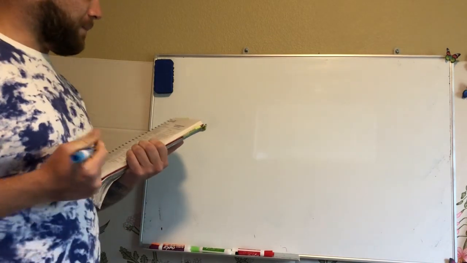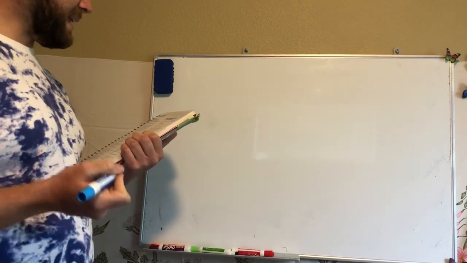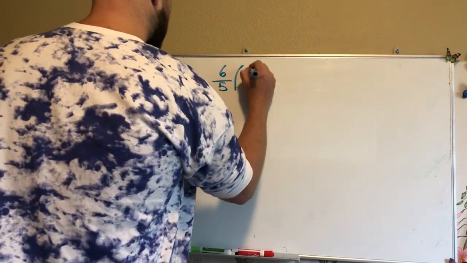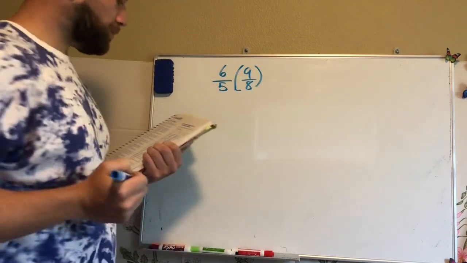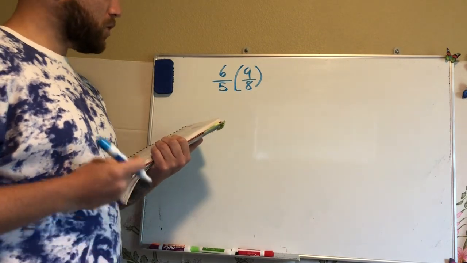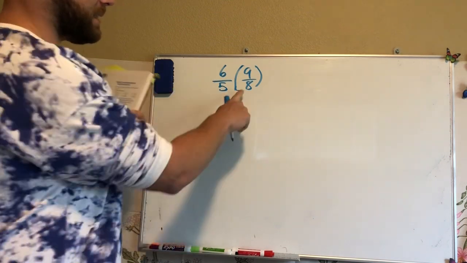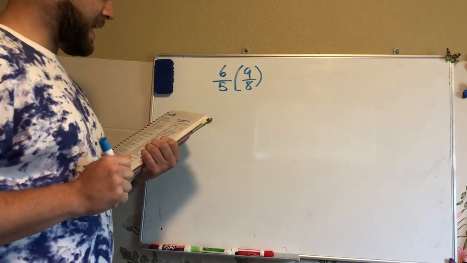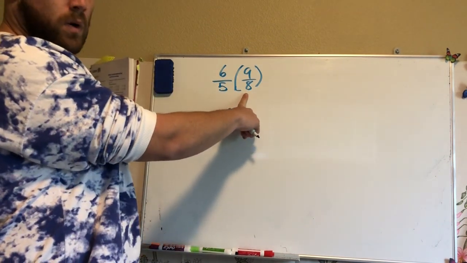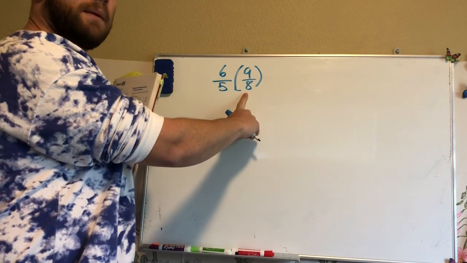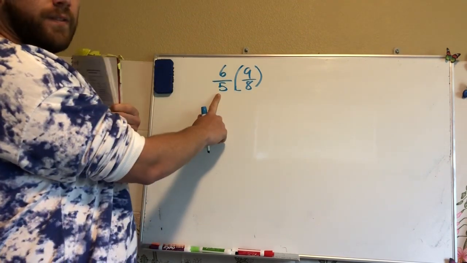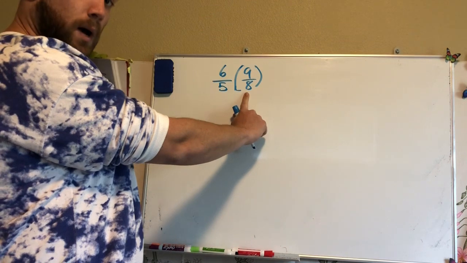So let's read problem A. 6/5 times 9/8. We have 6/5 times 9/8. What fraction are you multiplying 6/5 by? You are multiplying 6/5 by 9/8. Is 9/8 more than 1 or less than 1? 9/8 is more than 1 because the numerator is bigger than the denominator. So you will end with a fraction that is more than 6/5 because you are multiplying by a number that is more than 1.